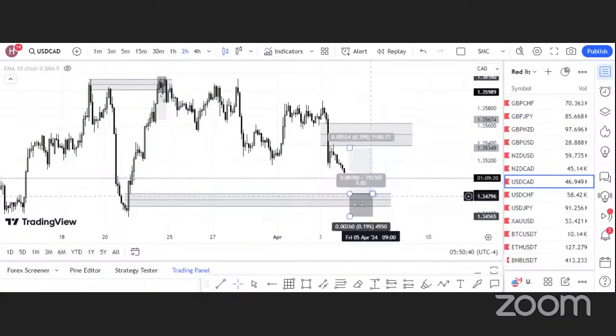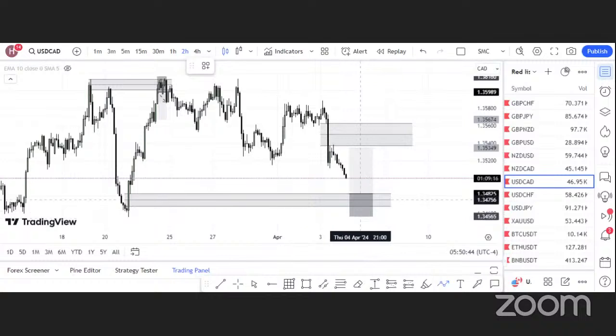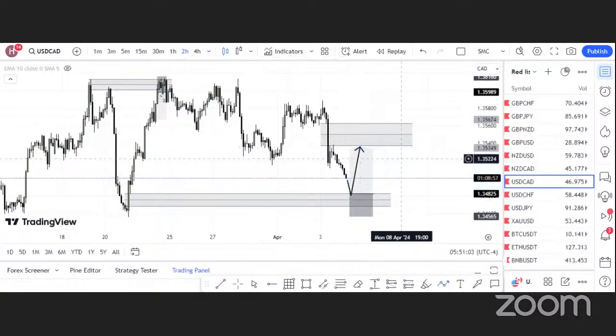So when the market gets to this fair value gap, I'm expecting the market to make a reversal, something like this, and then start to buy. Okay, to this level, this level. Right.